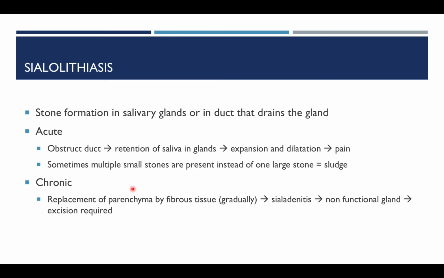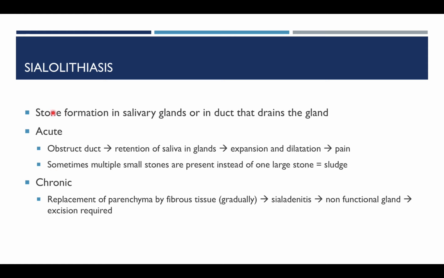Sialolithiasis. So sialolithiasis is stone formation in salivary glands or in the duct that drains the gland. If it is in the duct, we call it sialodocholithiasis. So we can have acute or chronic. In acute, the duct is obstructed by the stone. There is retention of saliva in the gland. There is expansion and dilation, which eventually leads to pain.